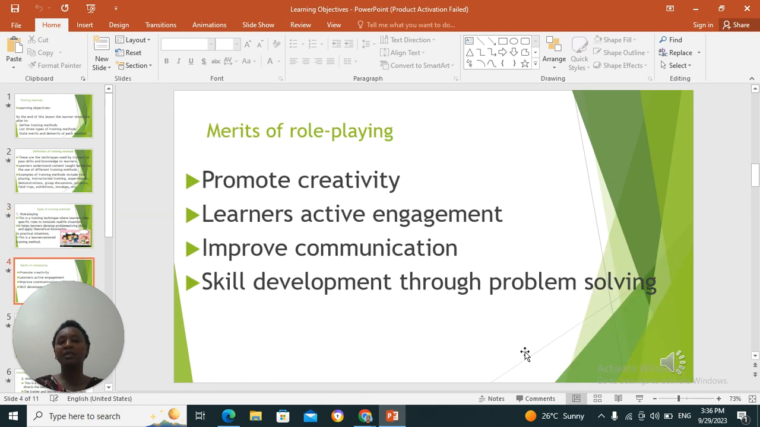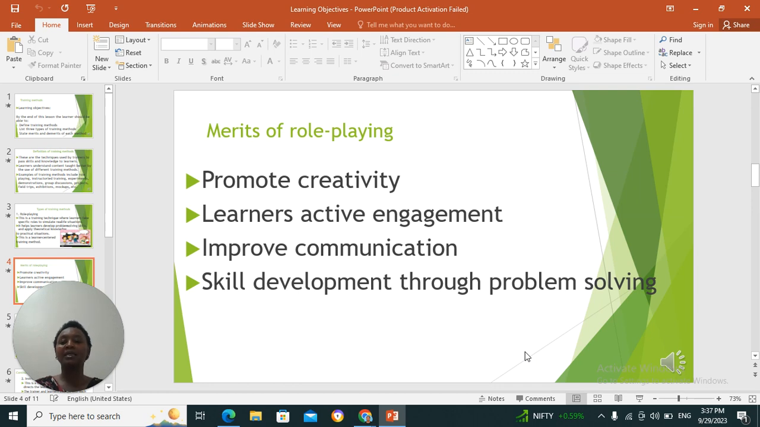Now, some of the advantages of using role playing is that it promotes creativity because learners are actively involved in the learning process. They are able to be more creative. Learners also have active engagement. They are actively involved in whatever they are learning. Therefore, this also helps them retain the content more. It also helps to improve communication. For example, those learners who do not have very good communication skills can boost their communication skills and also have confidence while they are demonstrating.